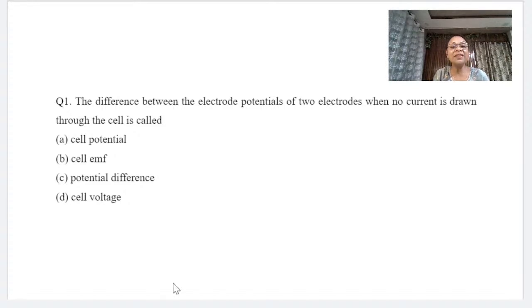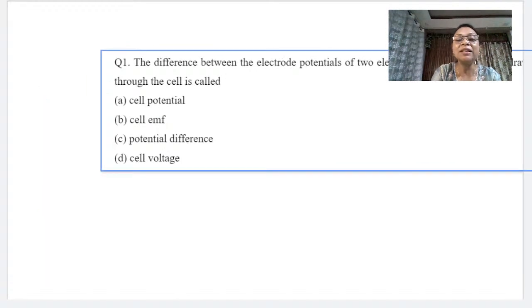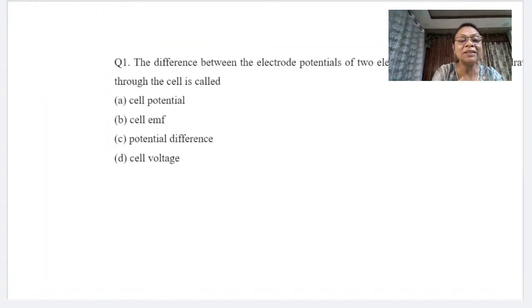So the difference between the electrode potentials of two electrodes when no current is drawn through the cell is often, this question is very mind boggling. Yeah, the difference between the electrode potentials of two electrodes when no current is drawn through the cell is, yes, if you have said cell EMF, correct, definitely correct. Cell EMF is correct. So you can look at the other options and find that they are the other useless options.